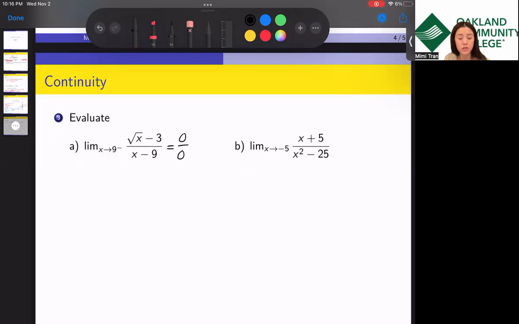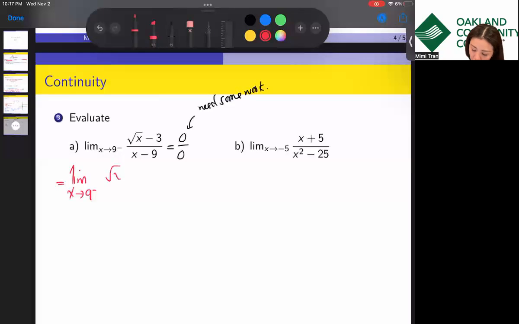Later in calculus 2, you're going to see that this is called an indeterminate form. Anyway, you have 0 in the bottom. That's not good news, so that means you need some more work, and it may work out, it may not. Right, so let's see. The limit as x approaches 9 from the left. The top, there's nothing I can do, right? But the denominator, I can expand it more. x minus 9 is the same thing as the square root of x squared minus 3 squared.